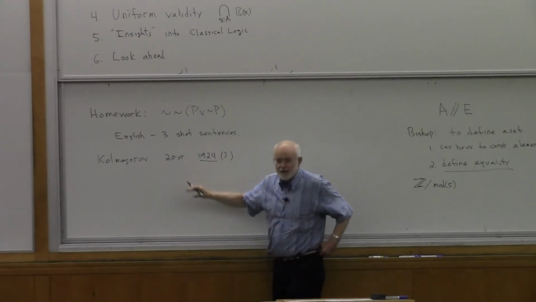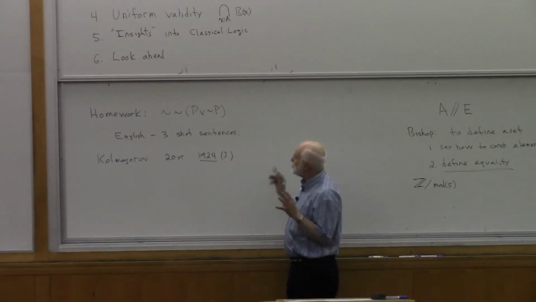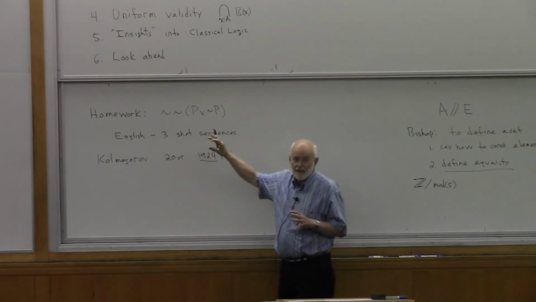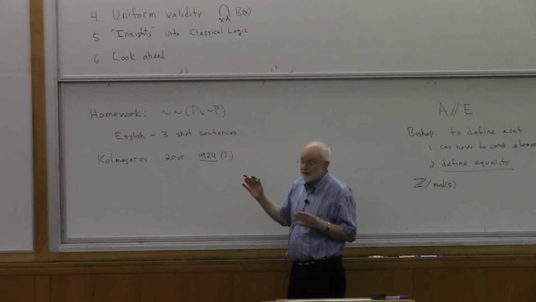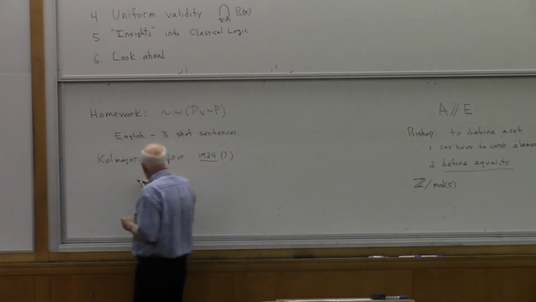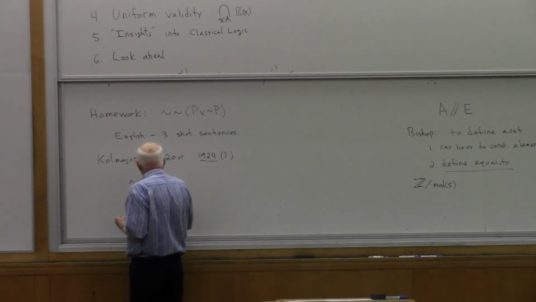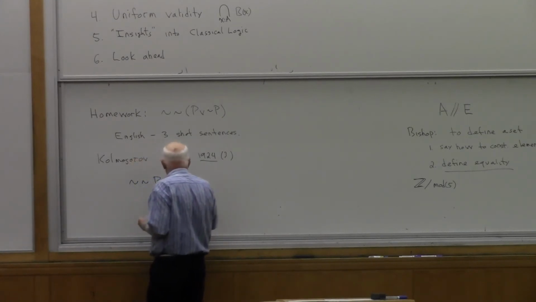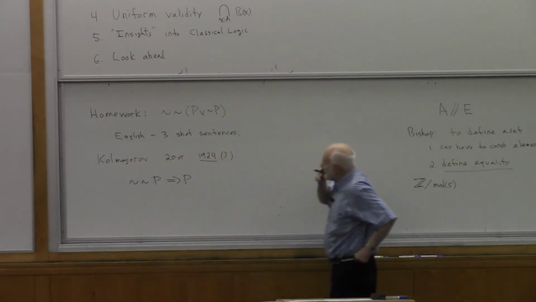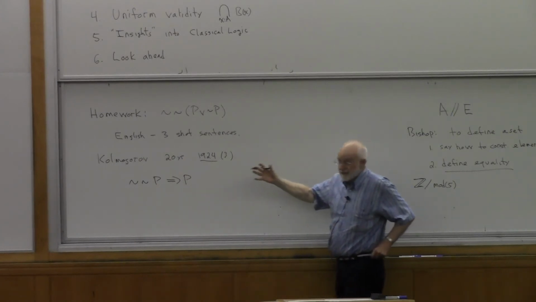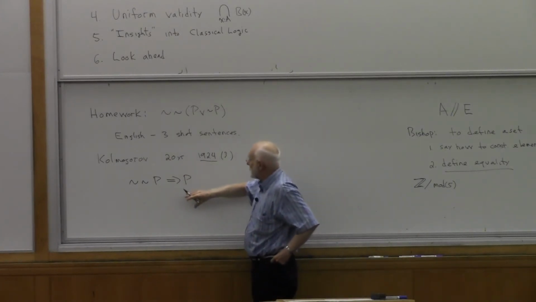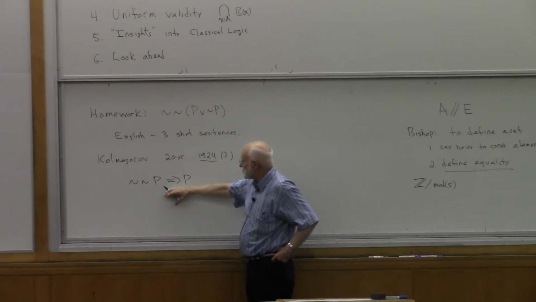He wrote this paper, and he said, we shouldn't use P or not P as the discriminator between classical and constructive logic. We should use not P implies P. And he said, look, it's simpler. This construct is simpler to understand.